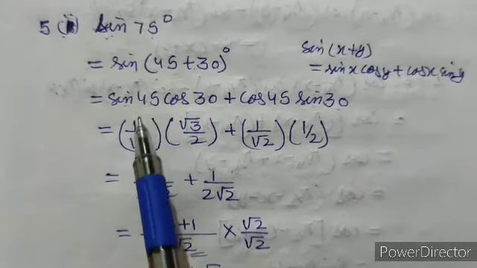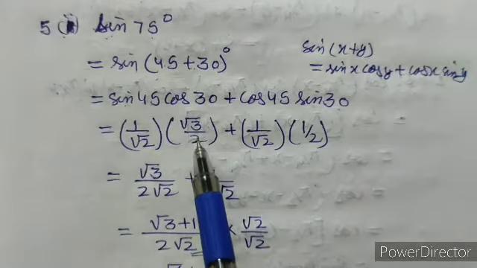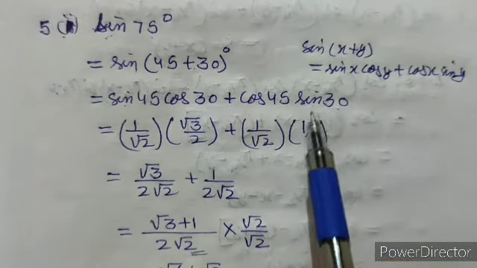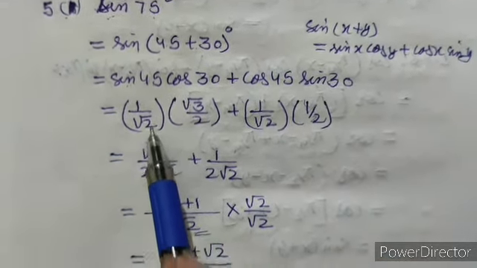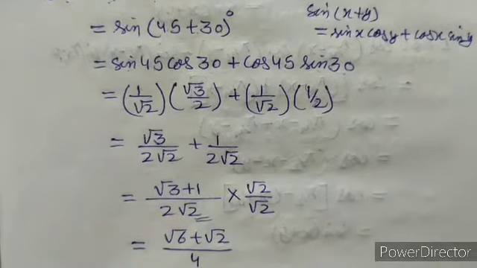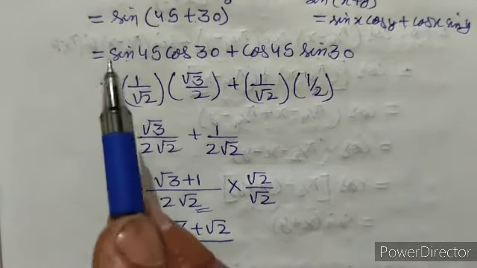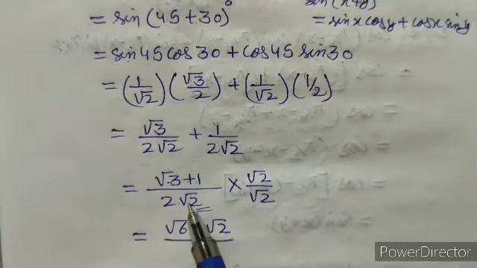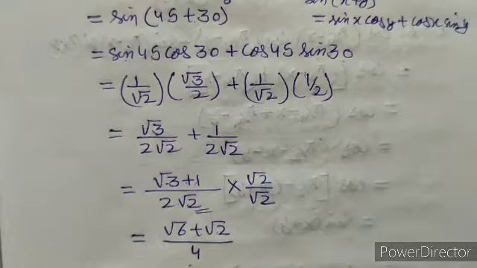Now value of sin 45 is 1 by root 2. Cos 30 is equal to root 3 by 2. Cos 45 is equal to 1 by root 2, and sin 30 is 1 by 2. Now this on solving will give us the value of sin 75 as root 3 plus 1 upon 2 root 2, which on rationalizing will be equal to root 6 plus root 2 upon 4.